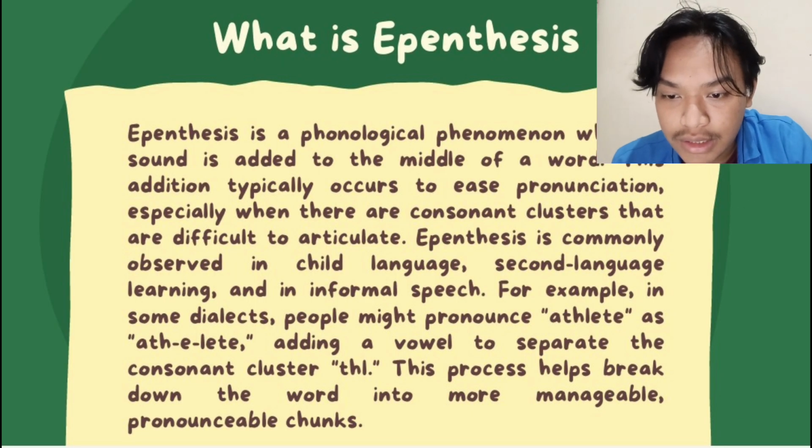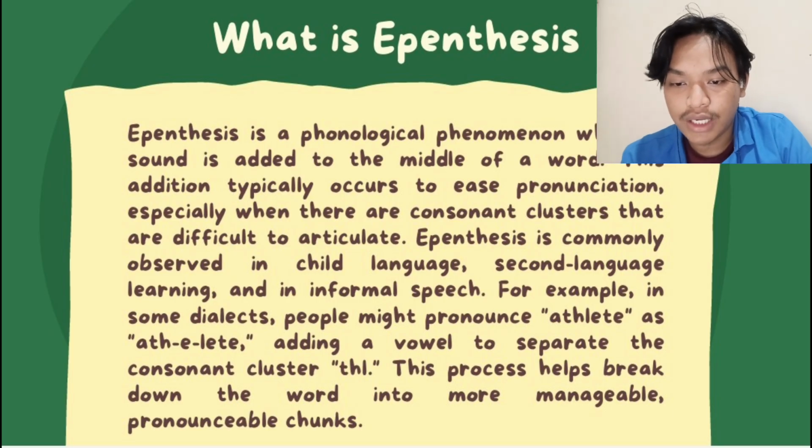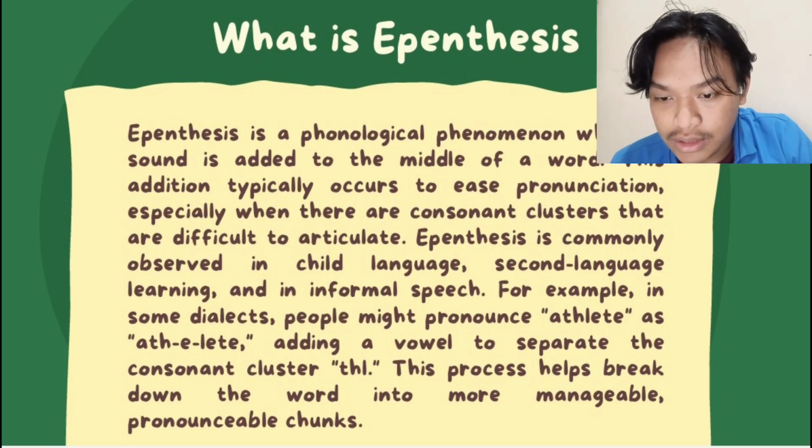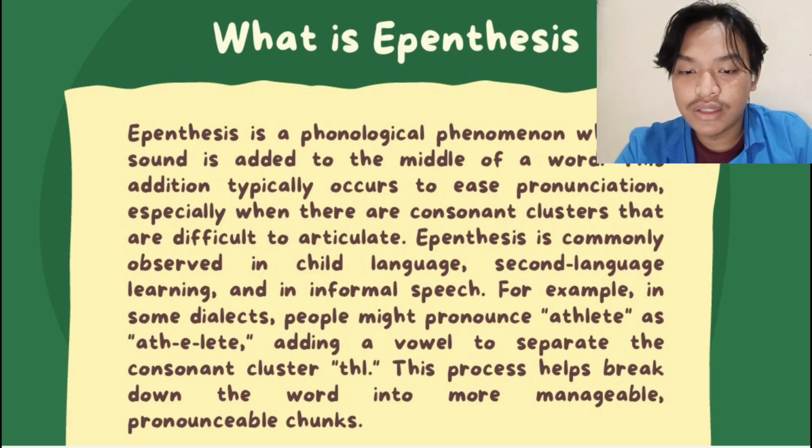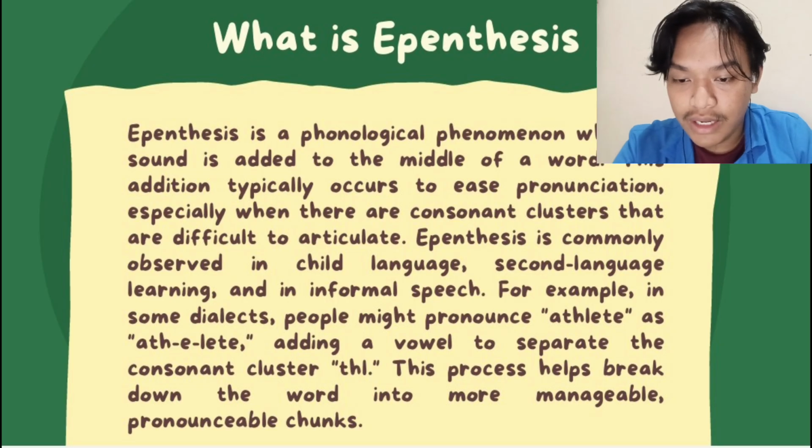Okay, next question is what is epenthesis? Epenthesis is a phonological phenomenon where a sound is added to the middle of a word. This addition typically occurs to ease pronunciation, especially when there are consonant clusters that are difficult to articulate. Epenthesis is commonly observed in child language, second language learning, and informal speech. For example, in some dialects, people might pronounce athlete as athelete, adding a vowel to separate the consonant cluster. This process helps break down the word into more manageable, pronounceable chunks.